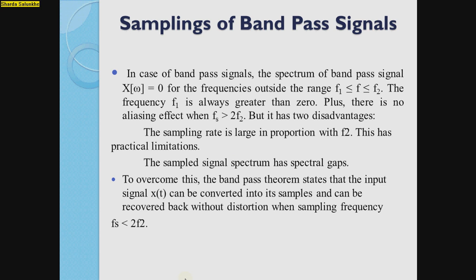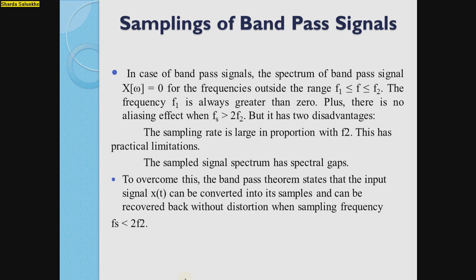Next, the sampling of the bandpass signal. In case of the bandpass signal, the spectrum of the bandpass signal X of omega is equal to 0 when the frequency is outside the range, that is f is greater than f1 but less than f2. The frequency f1 is always greater than 0. Plus there is no aliasing effect, so your sampling frequency is greater than 2 fm, but it has two disadvantages. One is the sampling rate is large in proportion with f2. This has a practical limitation, and the second disadvantage is the sampled signal spectrum has spectral gaps.